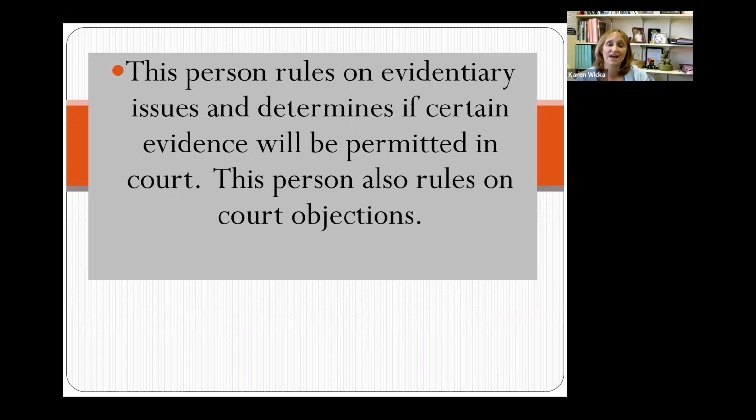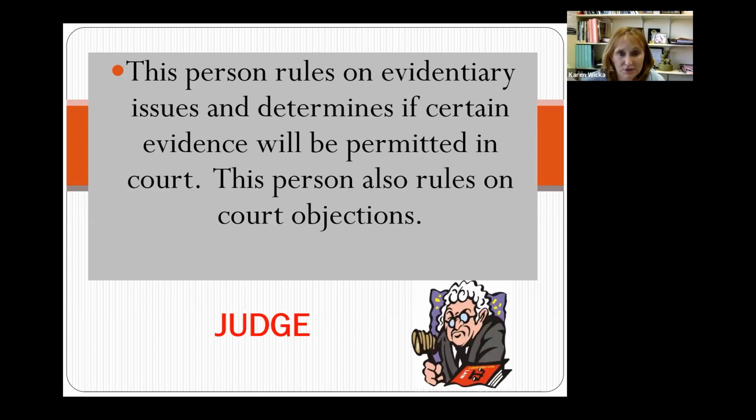This person rules on evidentiary issues and determines if the evidence will be permitted in the court. This person also rules on court objections. So this is the neutral referee that controls the trial. This is your judge. Okay.